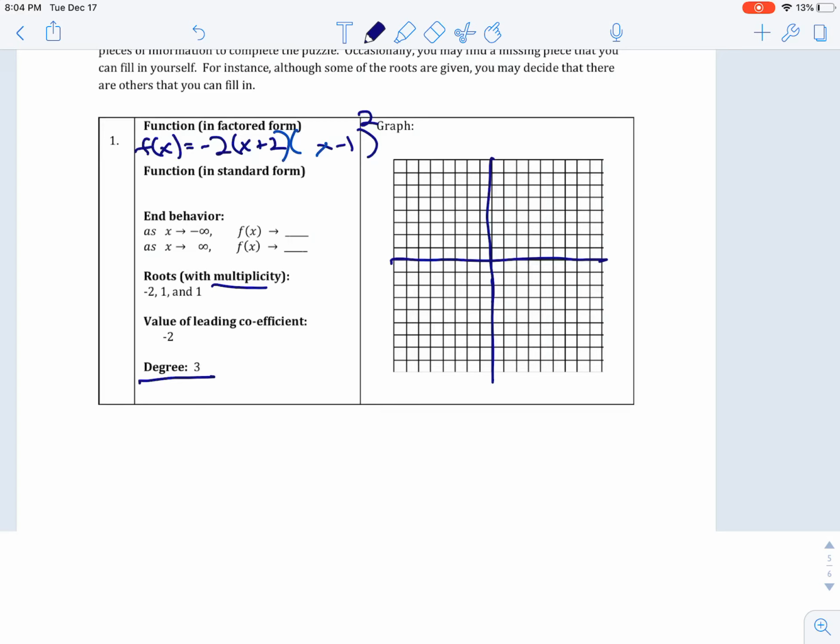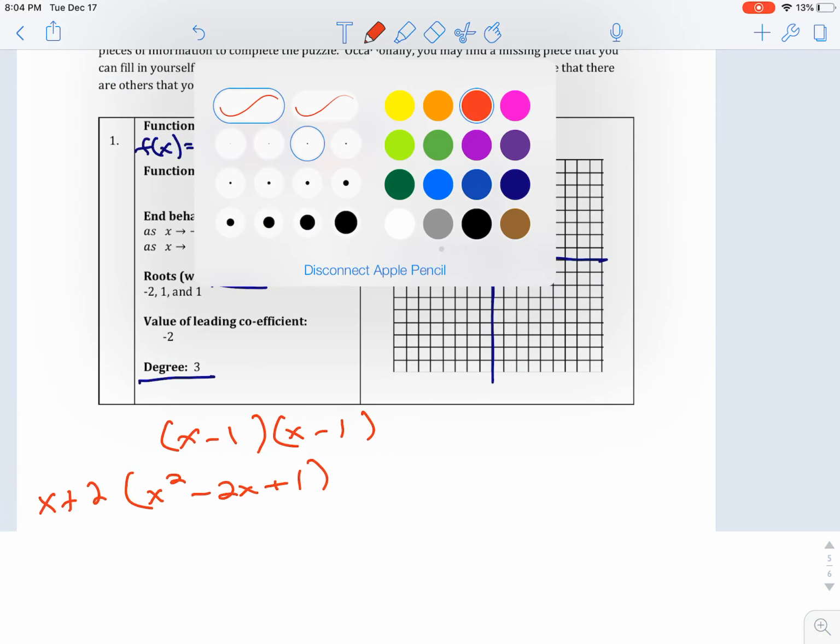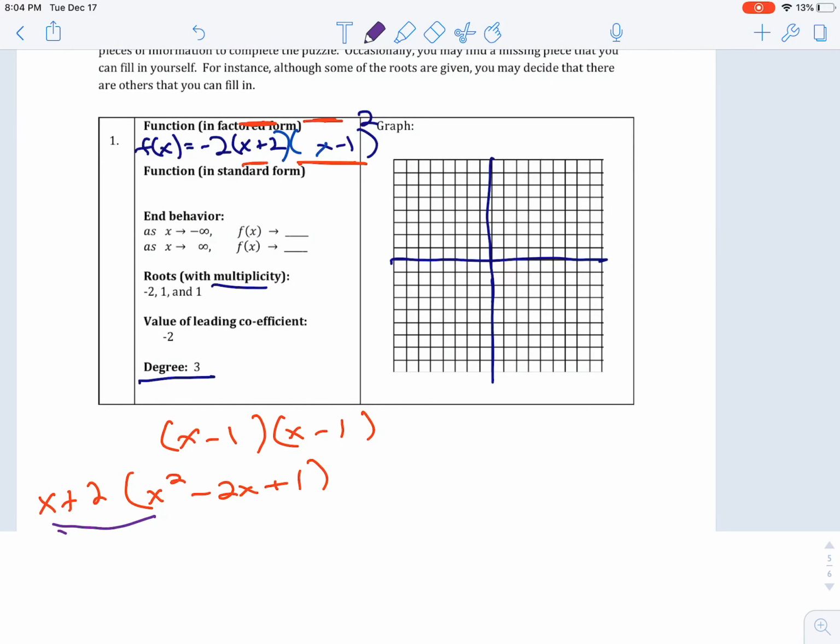Okay, so you have to take it one little piece at a time. So you're gonna FOIL first. Okay, now we've taken care of this. Now we have to multiply it by x plus 2. So now we do distribute, okay? And by that I mean we run x through. There's our degree of 3.